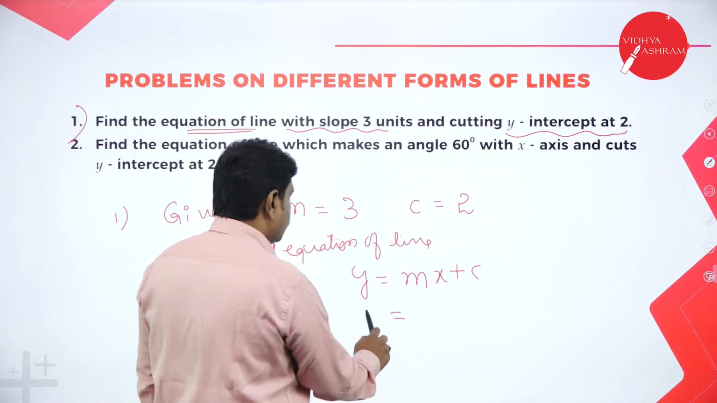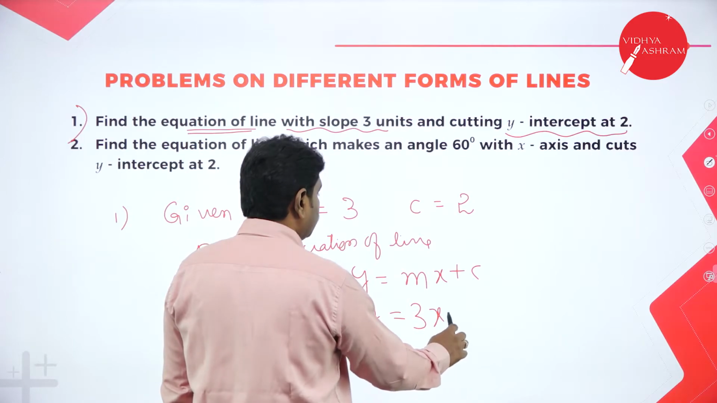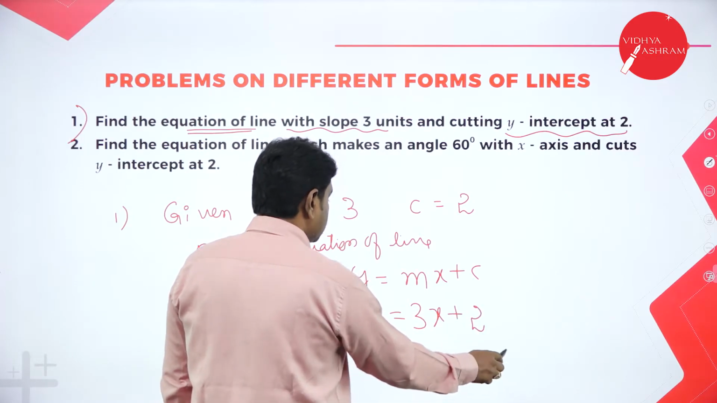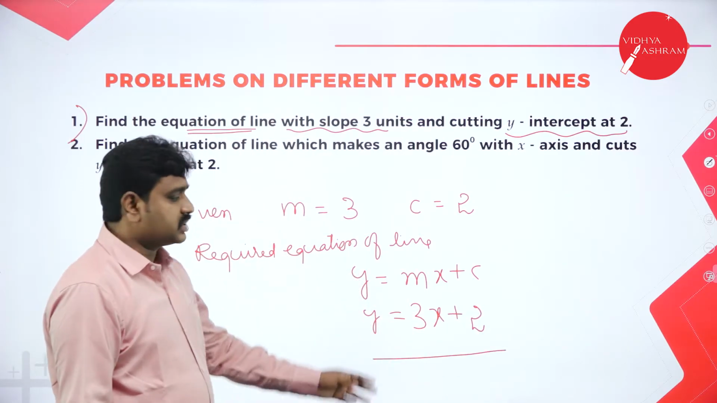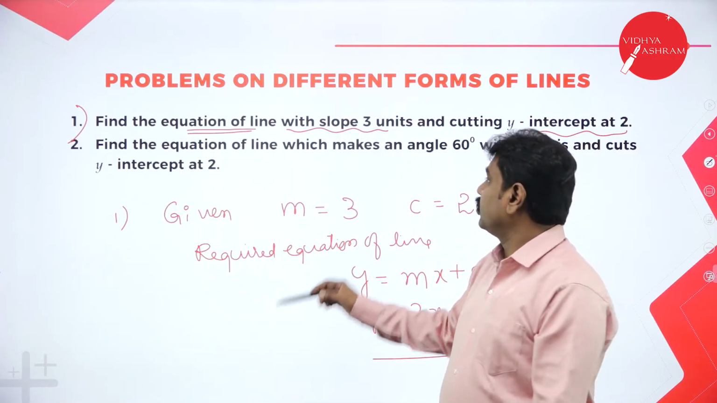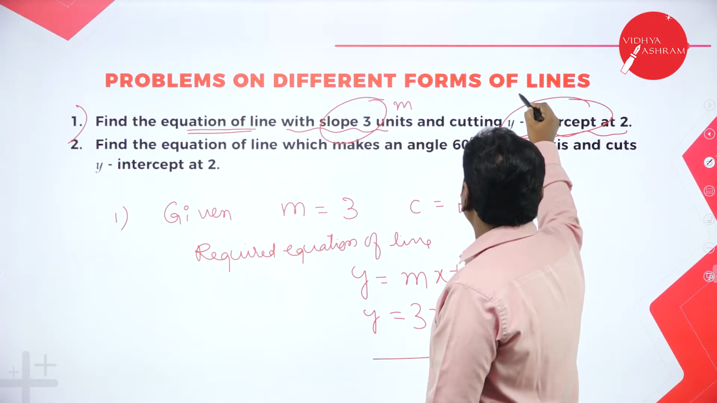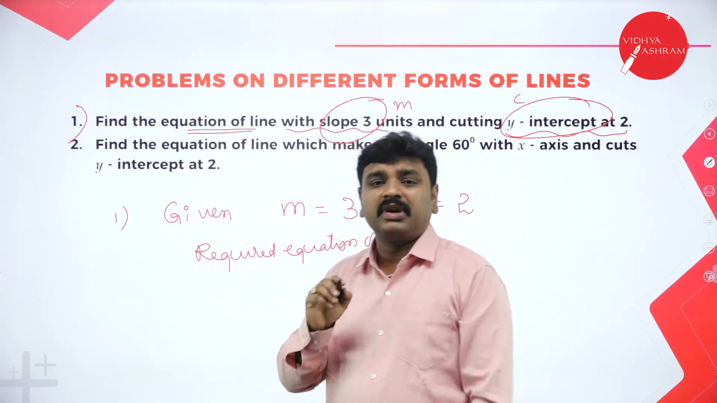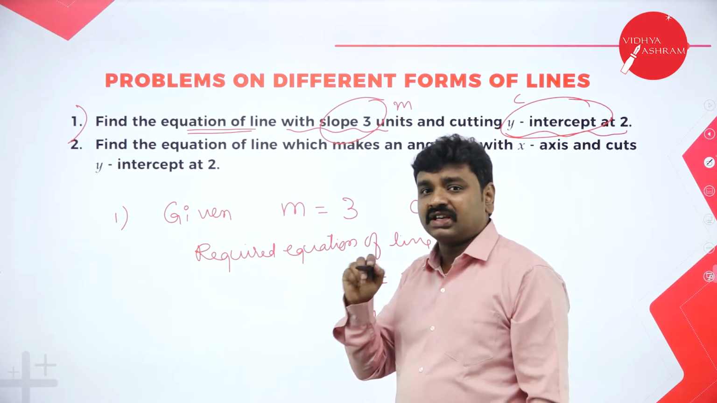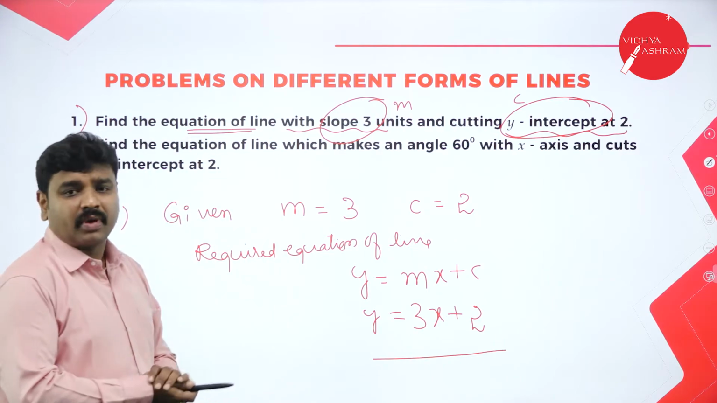So now y is equal to, what is m? 3. What is x? Unknown, plus c. C is what? 2. So this is the equation. What is the answer? Y is equal to 3x plus 2. This is the equation of the line. When you read, they give slope 3 units, that is m. They give y-intercept, symbolized as c, the point where the line cuts the y-axis. When they give slope and intercept, use slope-intercept form.